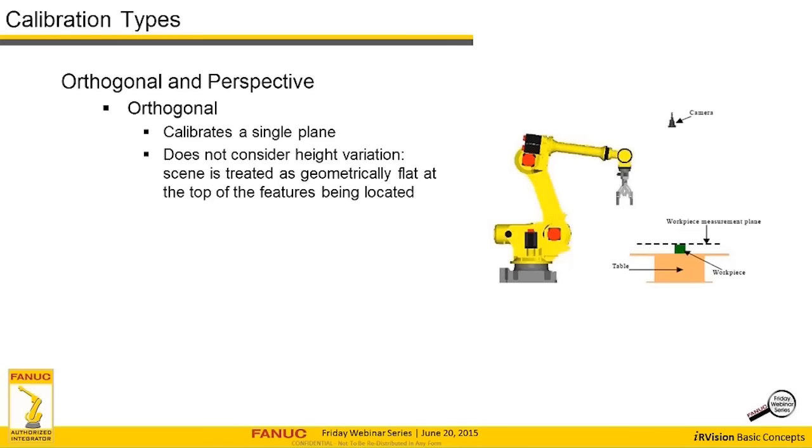Let me make sure I made that clear. The camera must be perpendicular to the user frame, or to the calibration grid frame. And if it's a tilted calibration grid frame, that grid frame as a user frame must be used as the application frame in your process. That's the only time it does have to be used. I'll review that as we go into calibration itself.